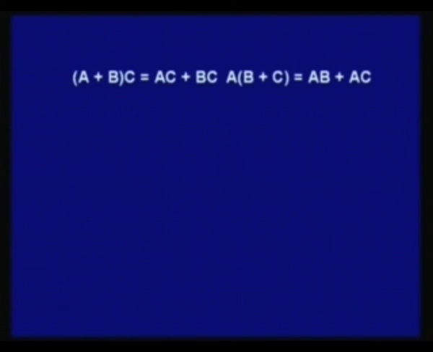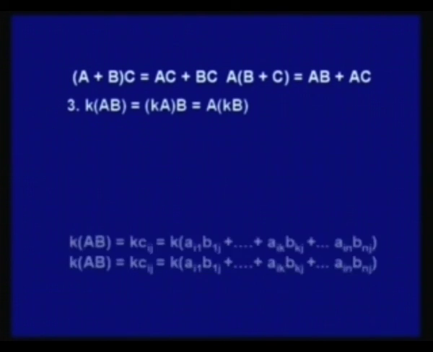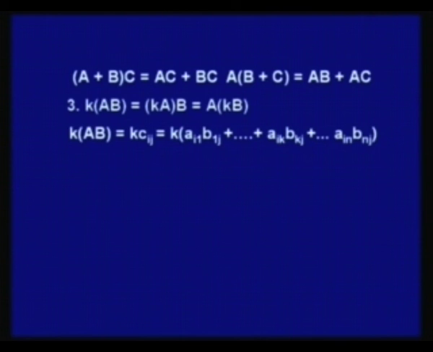And here we have AB plus AC, which means the left and right distributive properties are both applicable in the case of matrix multiplication. Now, when this matrix product is multiplied by a scalar k, then kAB is the same as k times A then multiplied by B, or A multiplied by kB. So, this can be proved here.